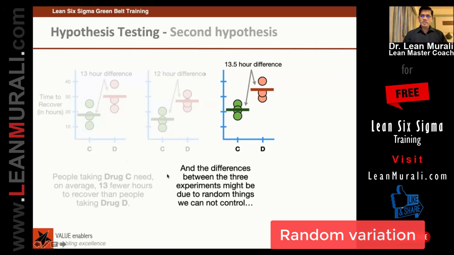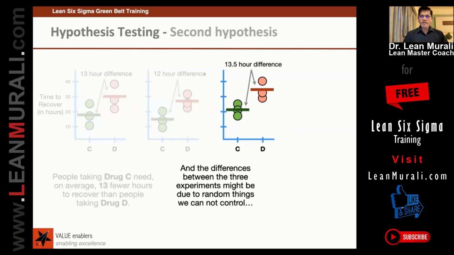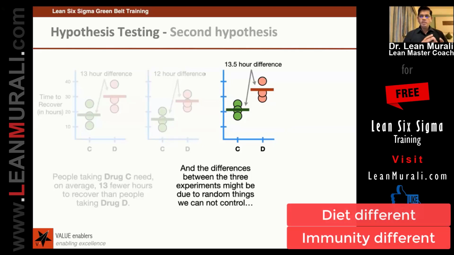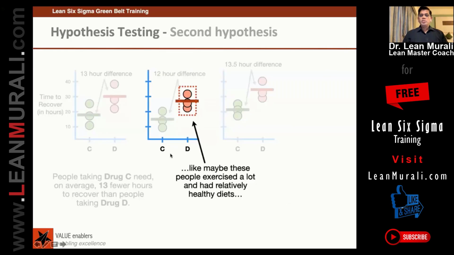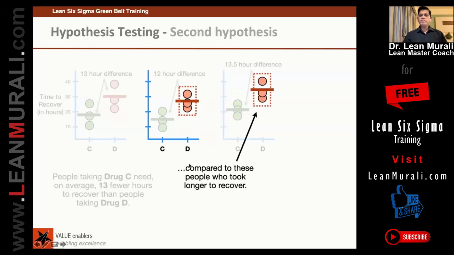Random variation means the type of people whom we have picked, who have got different immunity, different diet, different living habits, different exercise habits, and all that. This is called random difference. So here, if you see, maybe these people exercised a lot and had relatively healthy habits, because if you see this 13 and 12 hours difference, this might be the thing, compared to those people who took longer time to recover. This 1.5 hours difference might be due to random difference.